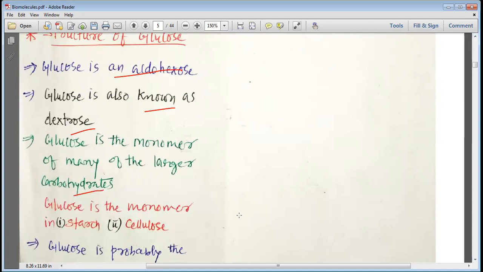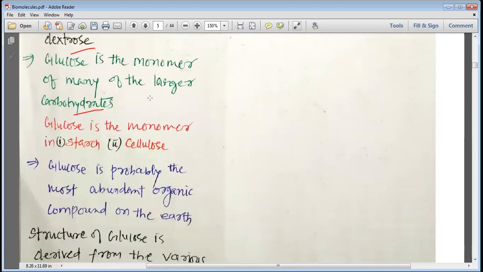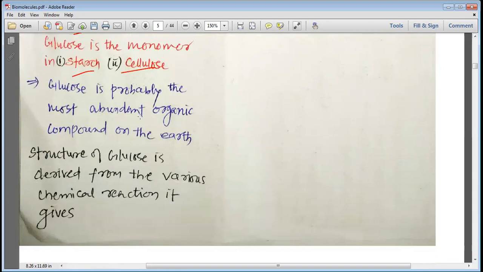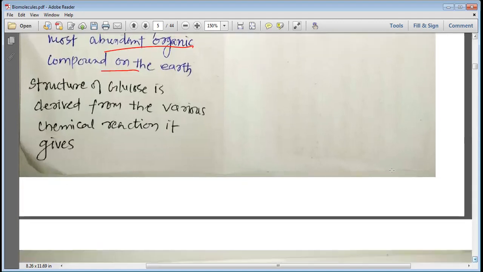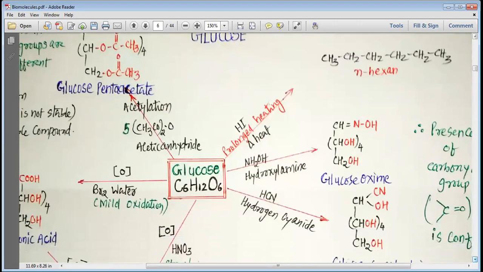Glucose is the monomer of many larger carbohydrates like starch and cellulose, and that is why we can prepare glucose from starch and cellulose. Glucose is probably the most abundant organic compound on the earth, and the structure of glucose is derived from various chemical reactions. So now let us study the various chemical reactions on the basis of which we can derive its structure.